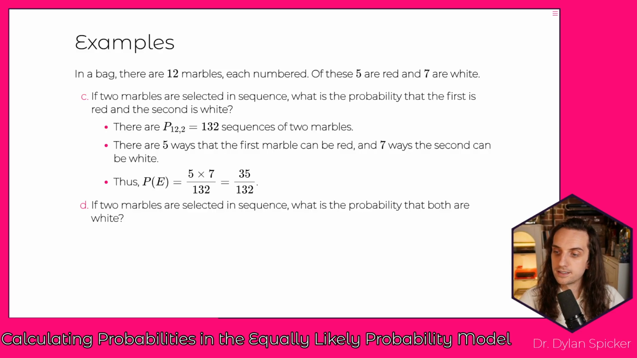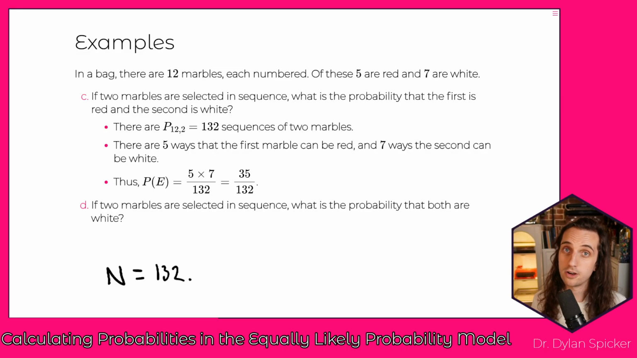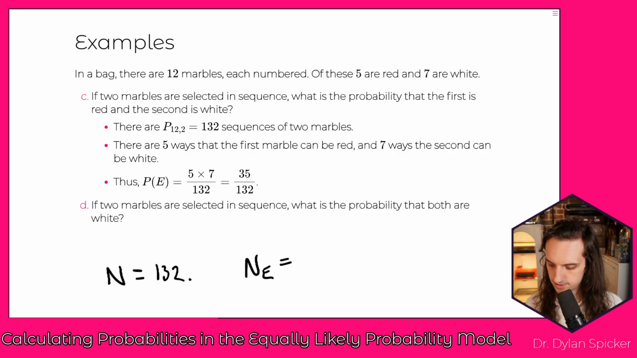Now, if 2 marbles are selected in sequence, what's the probability that they are both white? Again, we have n being the same total as in part C, right? So we're going to have n is going to be 132. But how do we select out our 2 white marbles, right? So the n E here is going to change. In the first marble, we want it to be white. So there's 7 ways that that can happen. And then the second marble, we want to be white as well. But after we've chosen out the first white marble, there's only 6 white marbles that are left in the bag, right? And so then you're going to have 7 times 6 divided by 132.